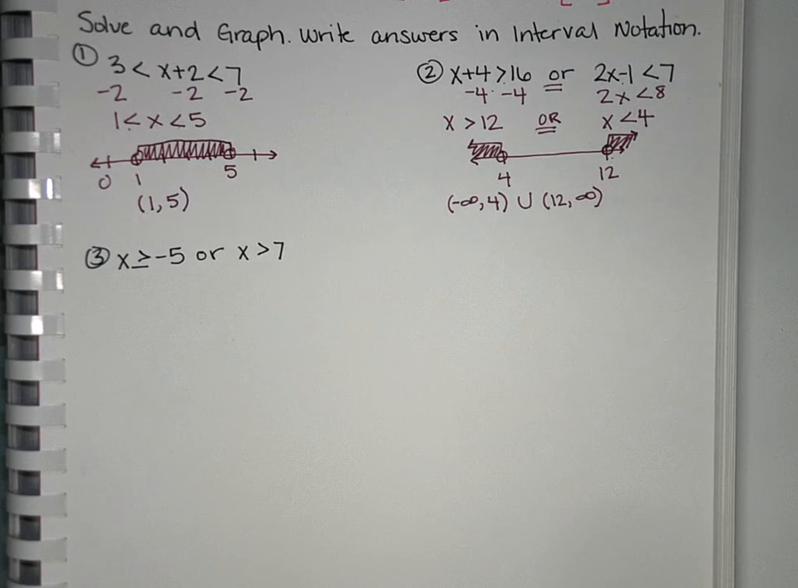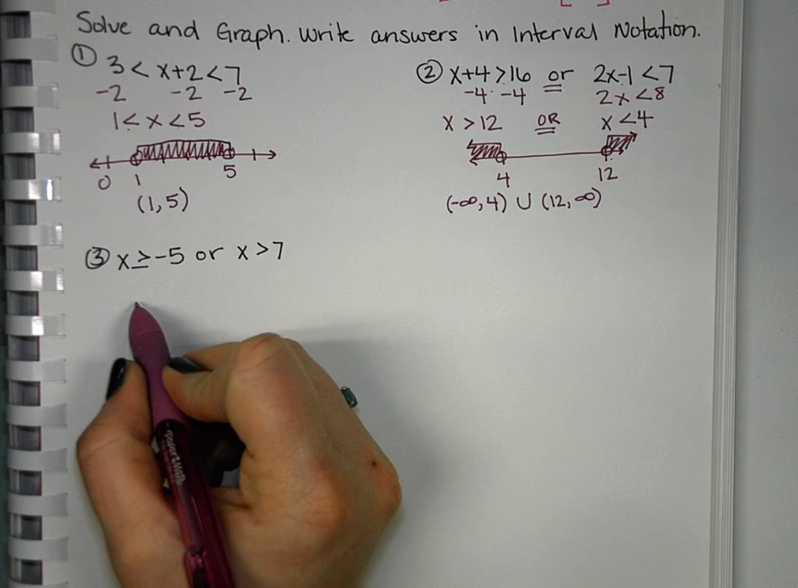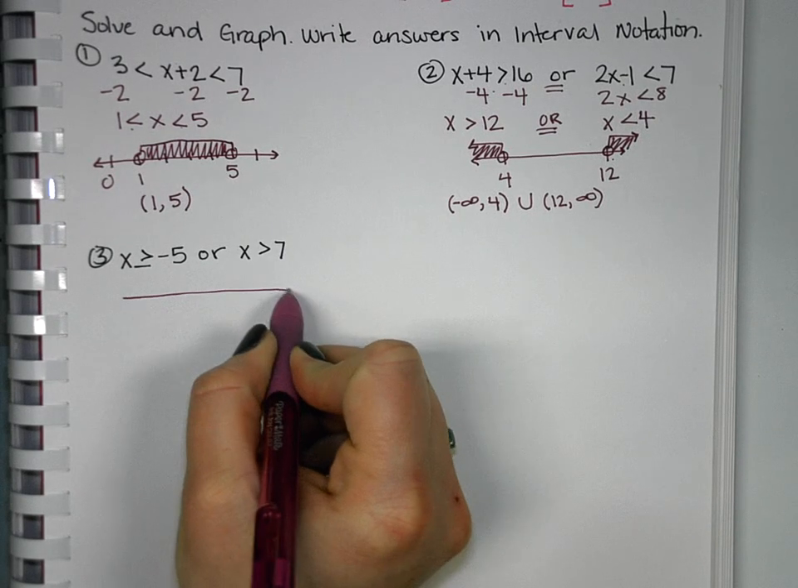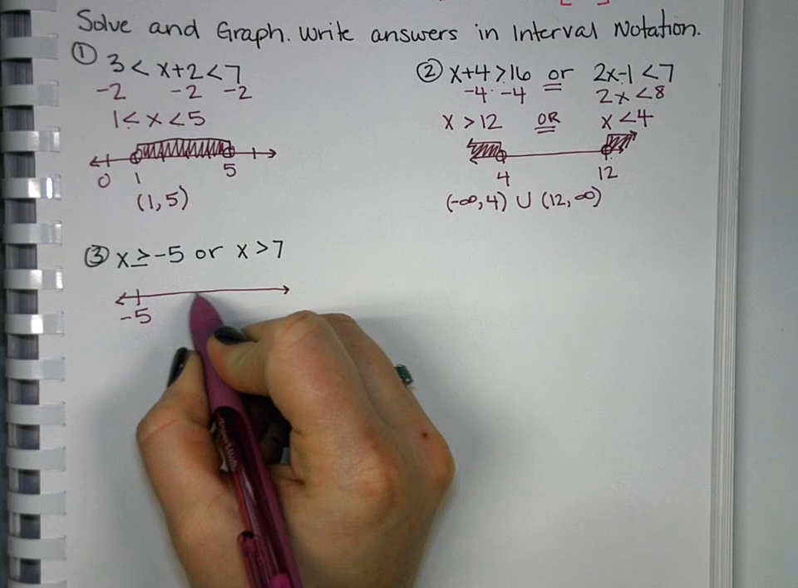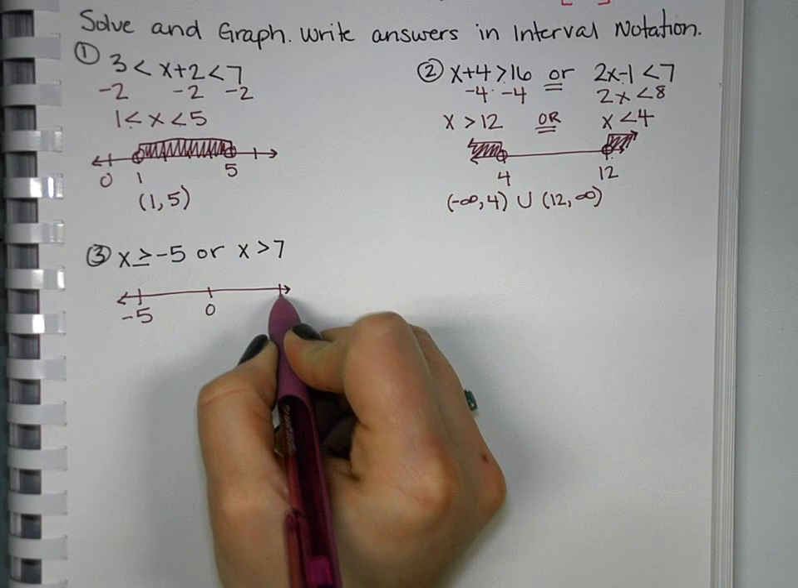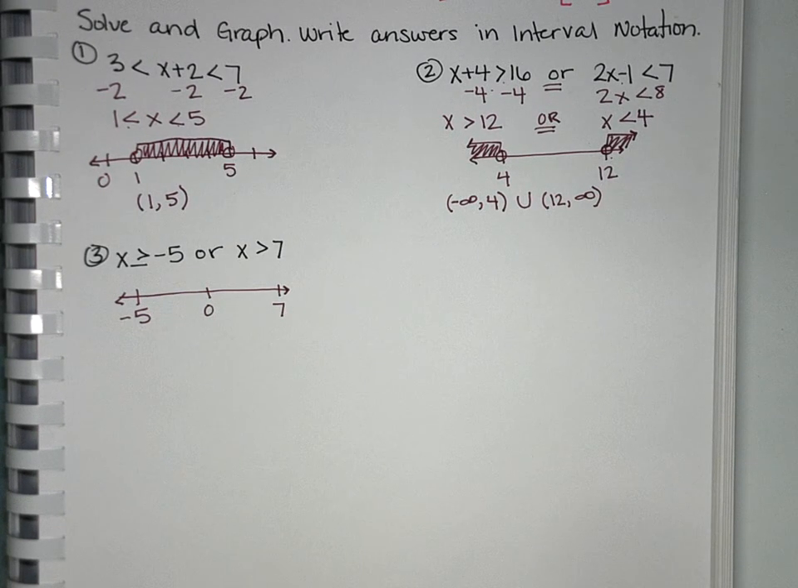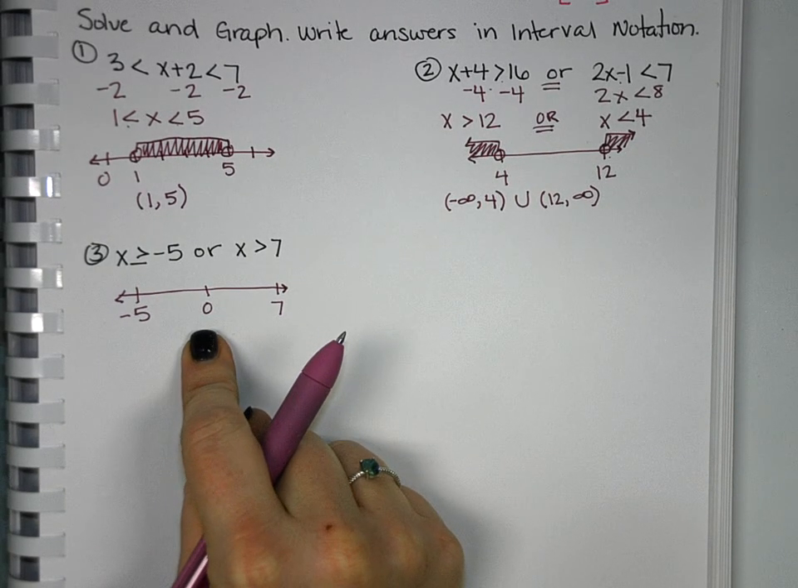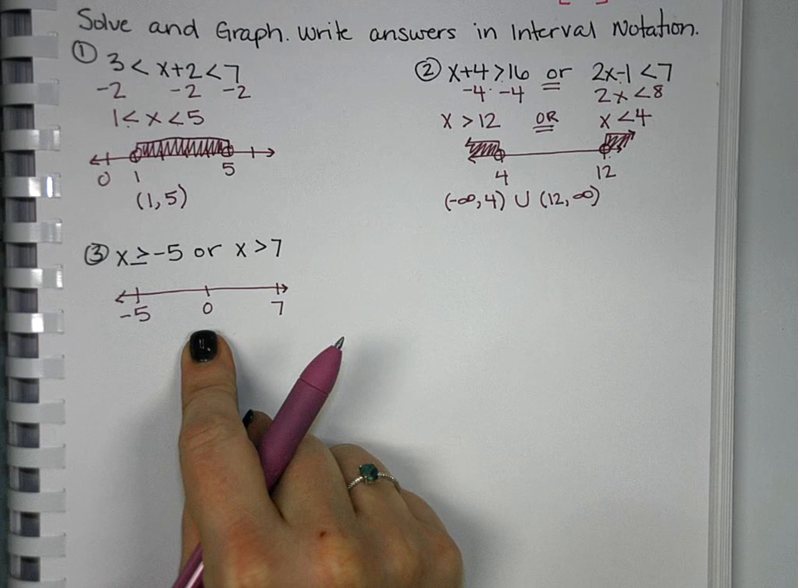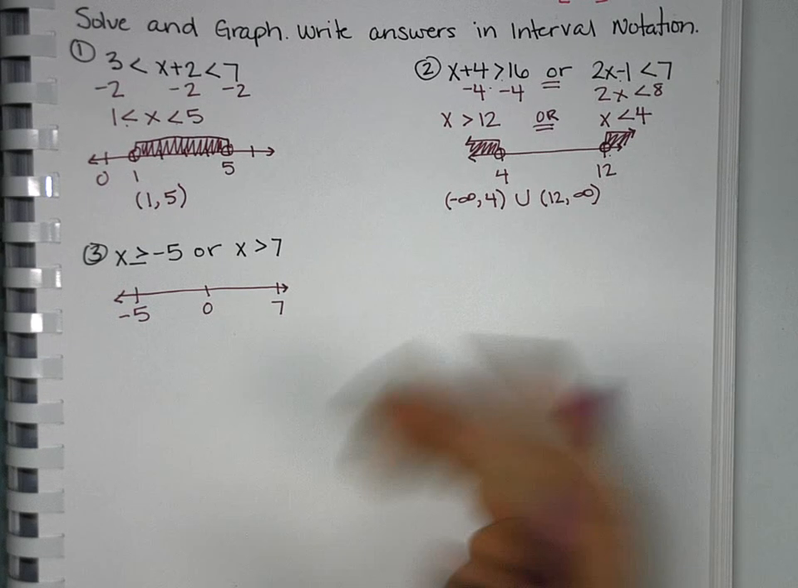So this one, there's no solving really. We're just going to look at the graph and really try to understand what "or" means. So when we graph this on our number line, we have -5, we have 0 somewhere in the middle, and 7. Just as a real quick note, I'm not one who requires that 0 is on the graph, but if it's somewhere between your numbers, go ahead and put it.